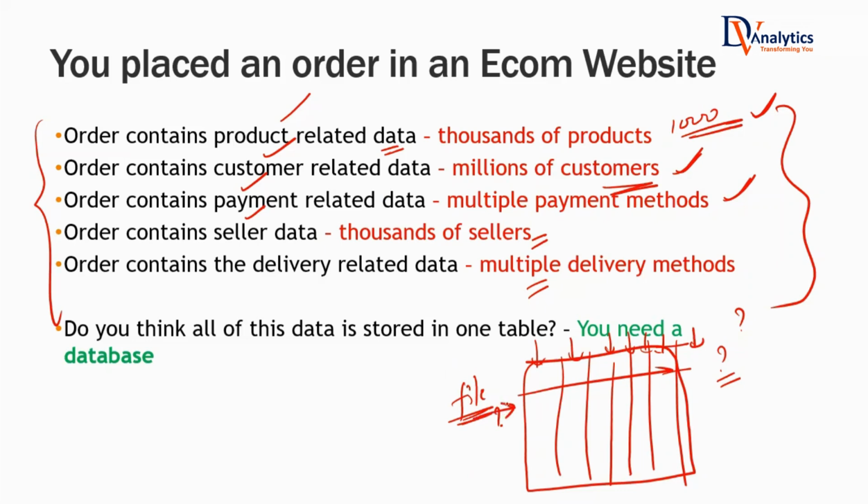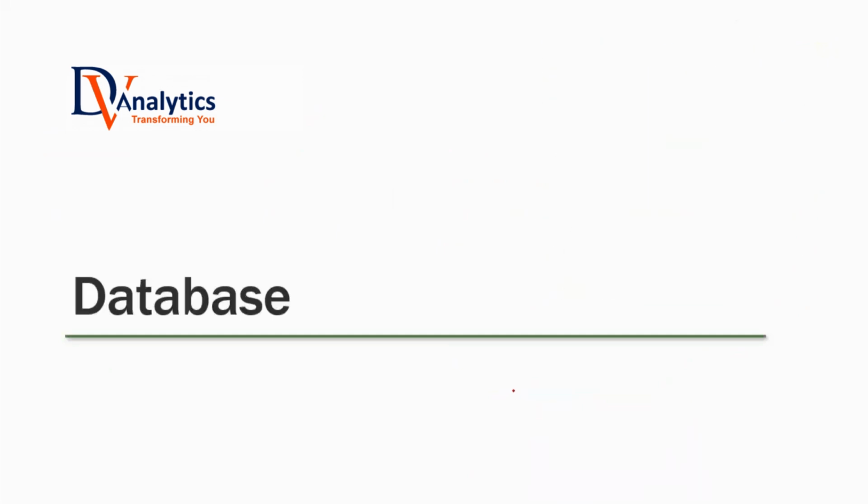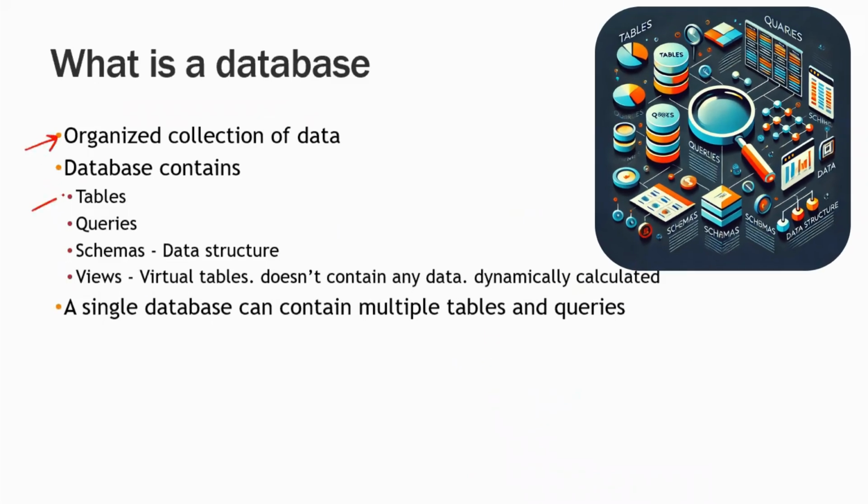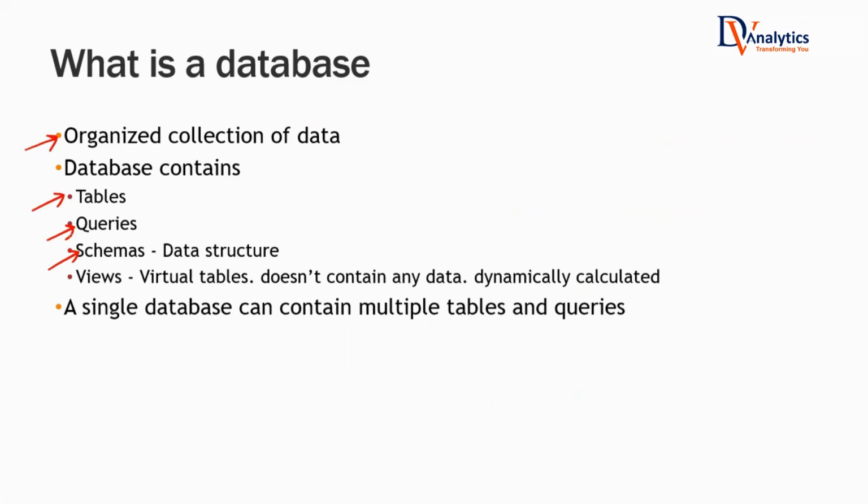To maintain data of this size, you need a database. So what is a database? A database is an organized collection of data. A database contains tables, queries, schema. Schema means data structure. Which variable is of numerical values, which variable is of string values, like that. It contains some virtual tables, etc. Basically, a database contains multiple tables. As of now, you can think a database contains a lot of tables inside that. A single database can contain multiple tables and multiple queries. We are going to see what exactly is a query.